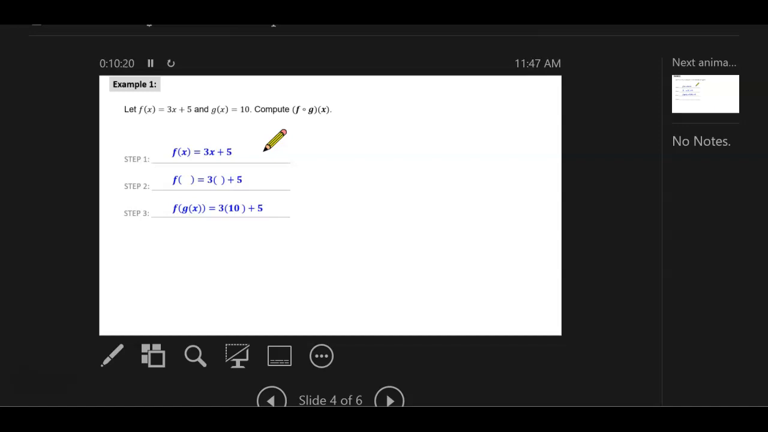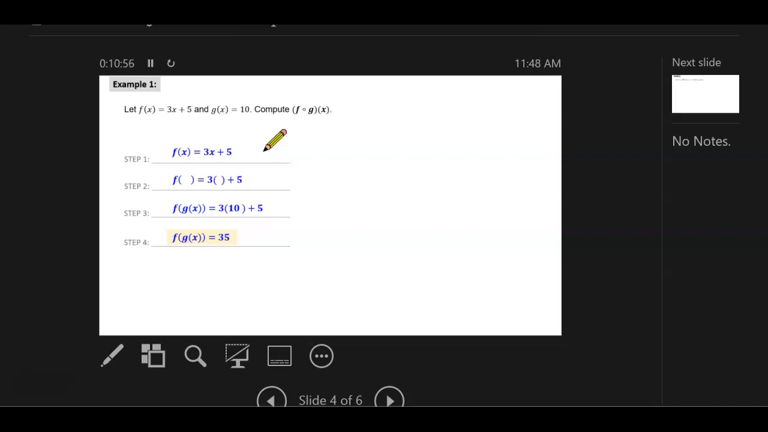Now, your last step, step 4 that you wrote down, is simplify. So can you simplify this side using PEMDAS? Parentheses, exponent, multiply, add, subtract. 3 times 10 plus 5, what do I get? 35. So f of g of x, the composition function, f of g, some call it, is 35. That's it. If you follow those steps closely, you'll be all right.